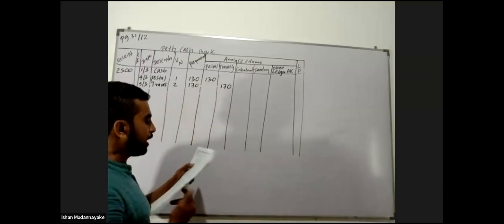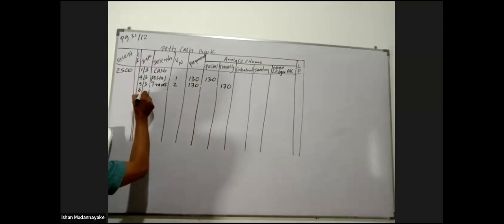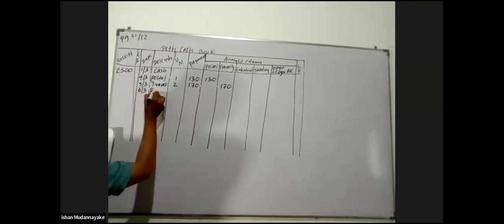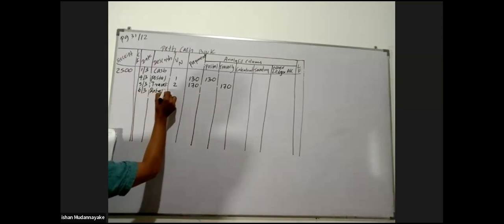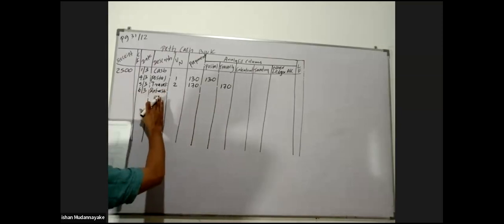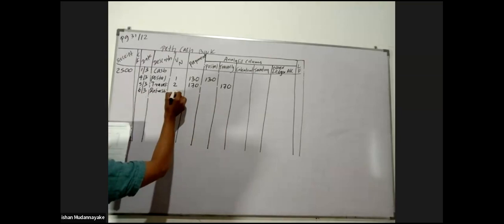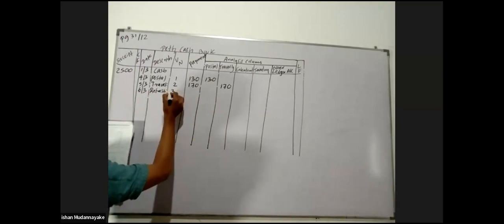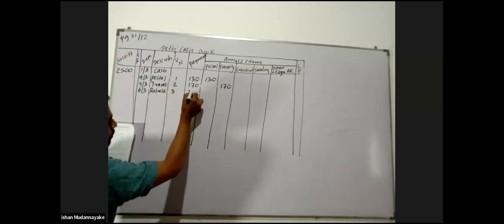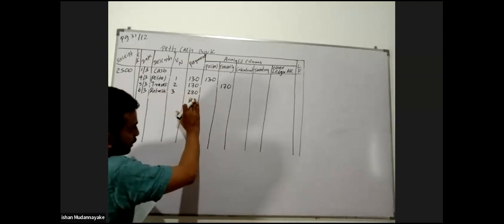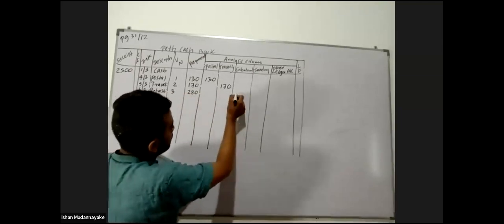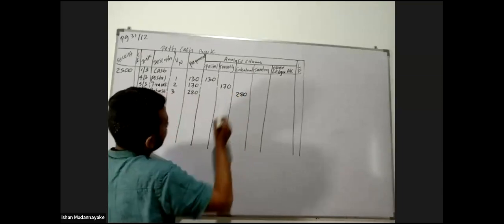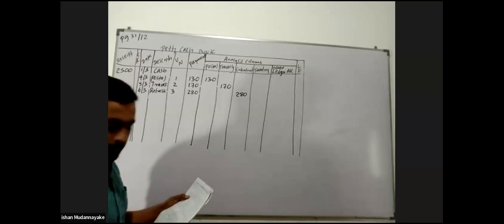Refreshment expenses 280. 6th March. Refreshment expenses. I don't have enough space. Refreshment expenses, voucher number 3, 280. Refreshment expenses we will categorize under entertainment expenses. Entertainment. Refreshment expenses 280, entertainment expenses. Okay, right. Next one.